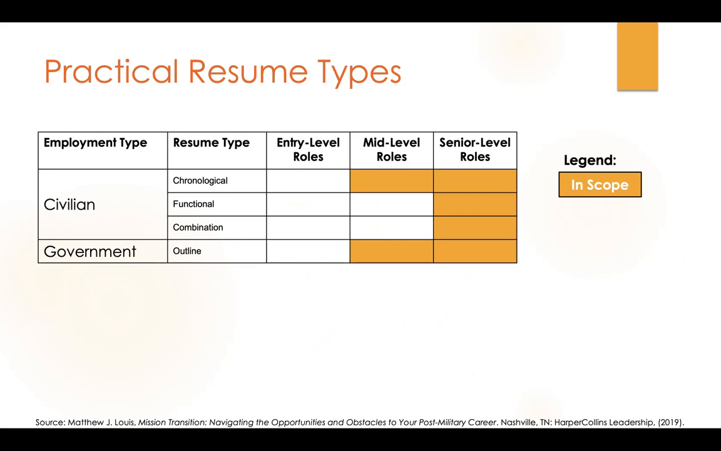I don't focus, for example, on entry-level roles. Again, the book is focused on NCOs and above, short of general or admiral ranks. That's why I'm focusing on mid-level and senior level roles. The chronological resume is specifically focused on mid and senior, while functional and combination are focused on more senior level roles. More to come on that.